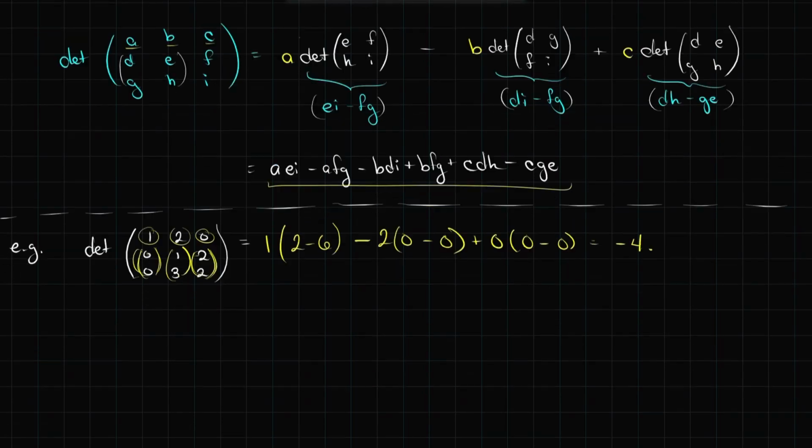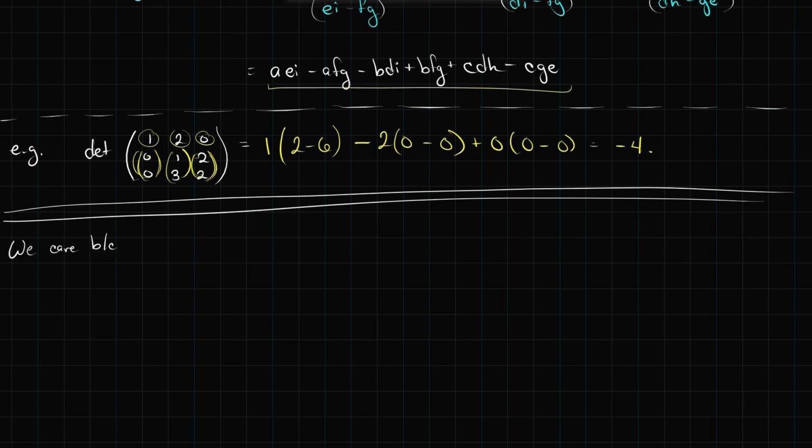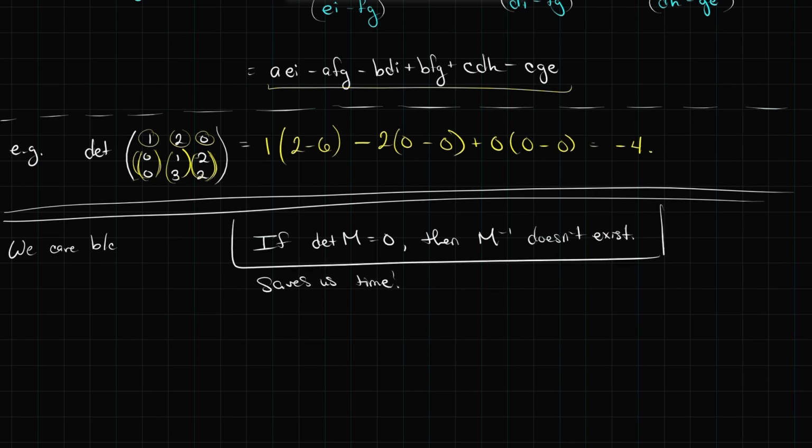I'll end this class with the statement of why we care. We care because of the following. If the determinant of a matrix M equals 0, then M inverse doesn't exist. What this does is save us time. That's all this does. This statement is an incredibly strong, very important statement, but the most important thing it can do is save us time. We don't have to waste our time trying to find an inverse if the inverse doesn't exist.